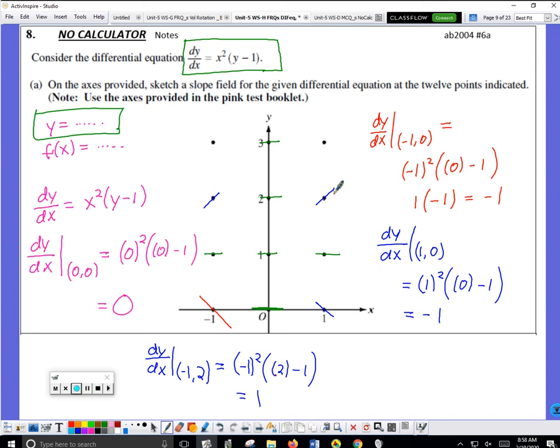Questions? When I come up here, now I have the x squared is still just 1. 3 minus 1 is 2, so I need a slope of 2. Please notice, I've got to draw this with a slope of 2, which means I've got to do something much steeper. So I'm like this.